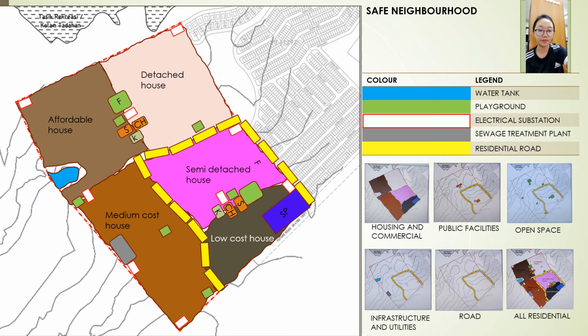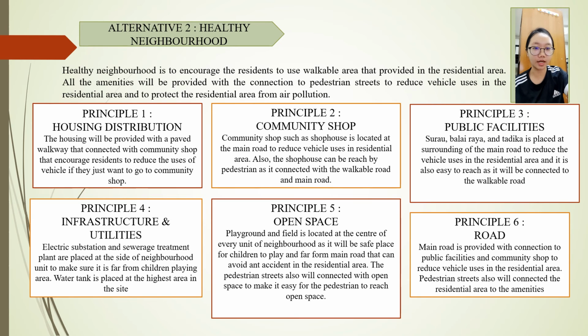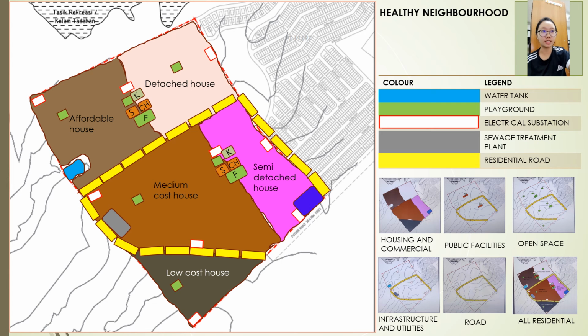This is my alternative 2, the healthy neighborhood. I designed this alternative to encourage residents to use the walkable areas provided in the residential area. As we can see, this is the healthy neighborhood that I designed for housing and commercial, public facility, open space, infrastructure and utilities, road, and all residential areas.